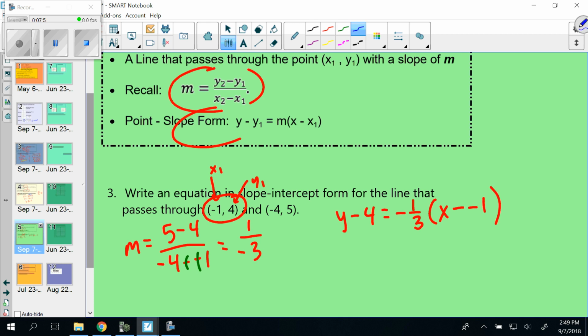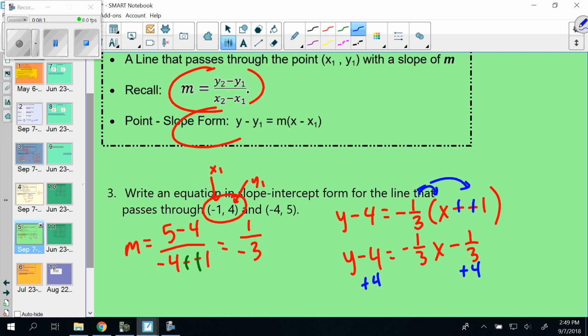All right, so let's go through. Looks like we've got a minus negative there, so that's going to be plus. Distribute. So you get y minus 4 equals -1/3 x. 1 times -1/3 is also going to be -1/3. And last step now, we want to add 4.